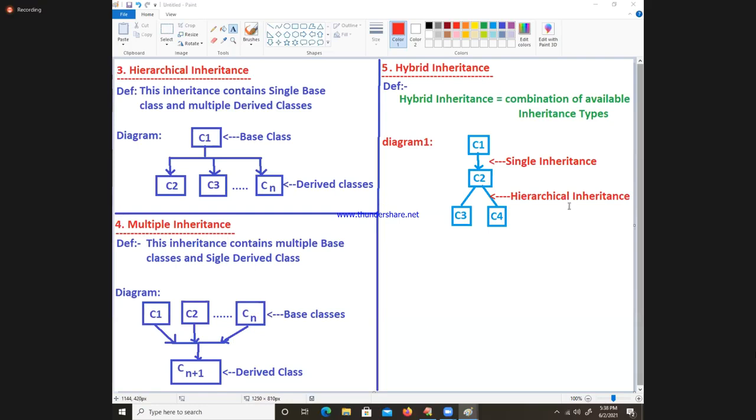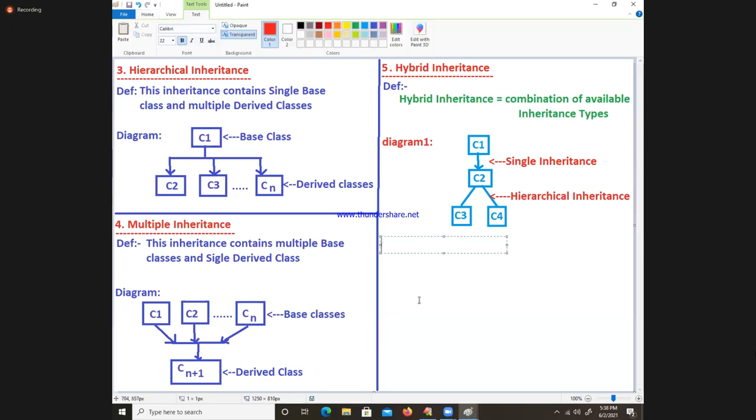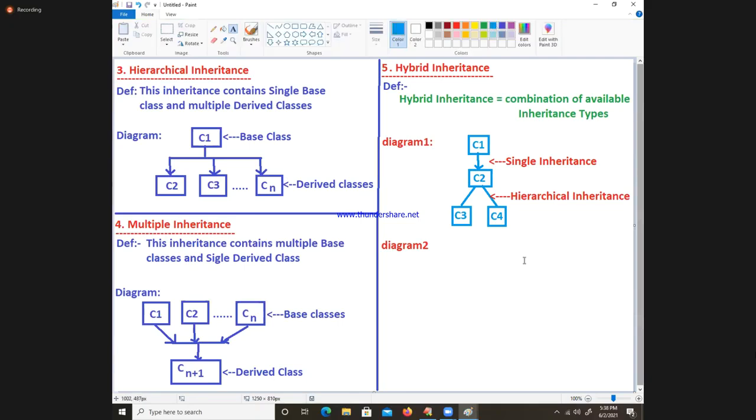Very good. Now let me go to diagram number 2. Please watch diagram number 2. I will draw it here. Let us see. I have the class C1, the class C2, the class C3, and the class C4.